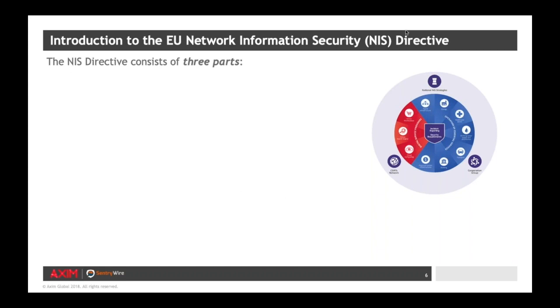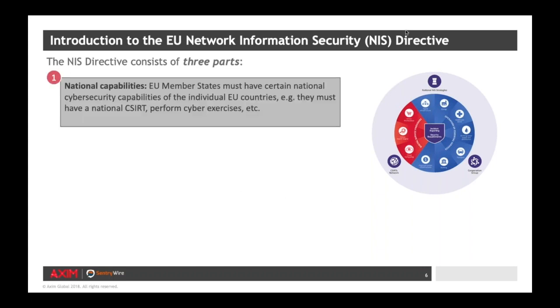So the NIS directive, what does it consist of? It has three fundamental parts that are probably important to understand. The first part of it deals with the build-up of national capabilities. Now, many of the member states have national capabilities already, quite substantial, as we'll see later on in the presentation. But nevertheless, the EU NIS directive mandates that member states build cybersecurity capabilities and appoint an organization that is responsible for monitoring and driving implementation.